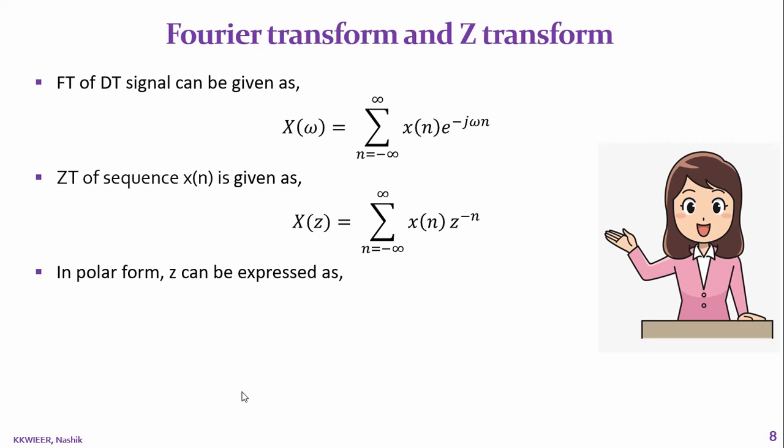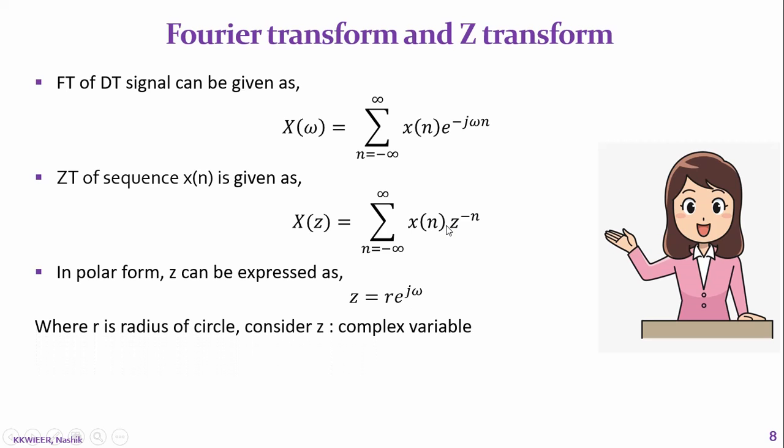In polar form, you know that z can be expressed as z equals r e to the power j omega. Now if I want to get the relation between Z transform and Fourier transform, obviously I should write both the equations in a common form. So that's why I'm going to substitute z equal to r e raised to j omega in the polar form. So how will it look? Here r is nothing but the radius of a circle and z is a complex variable. So obviously r will be the magnitude of z, whereas omega will be the angle of z.